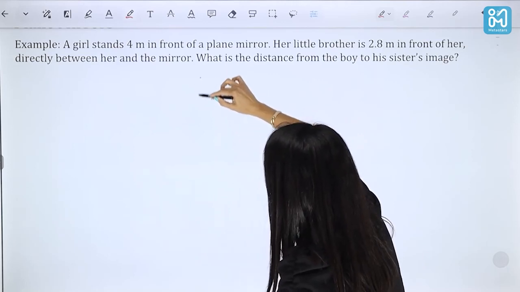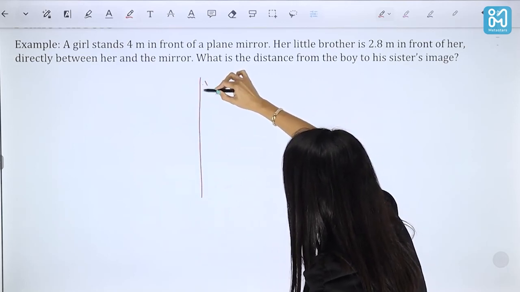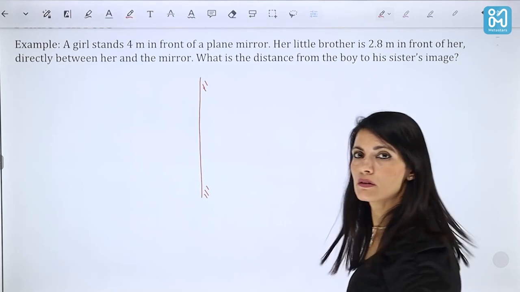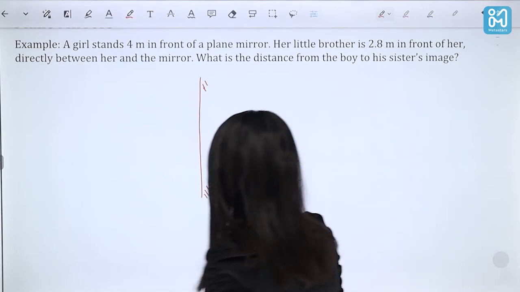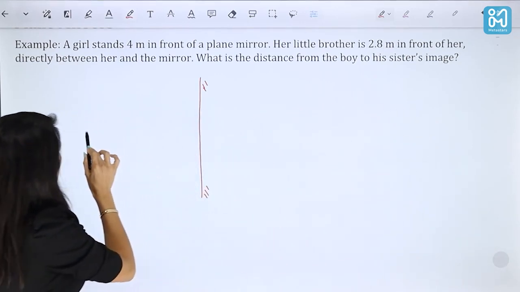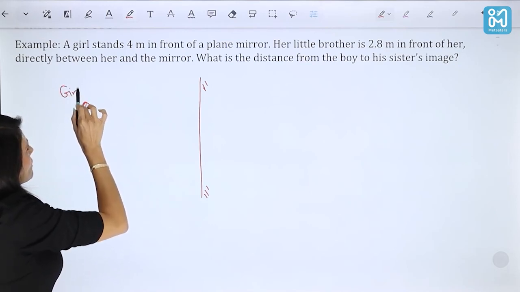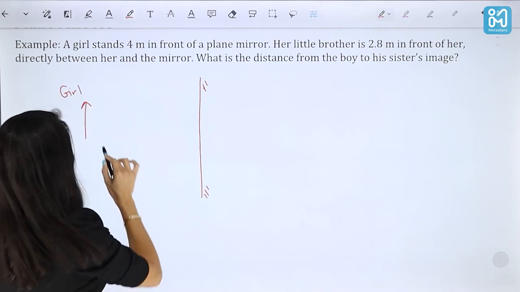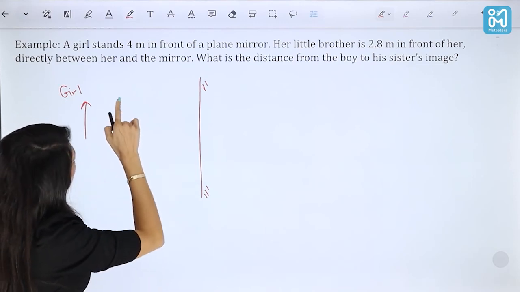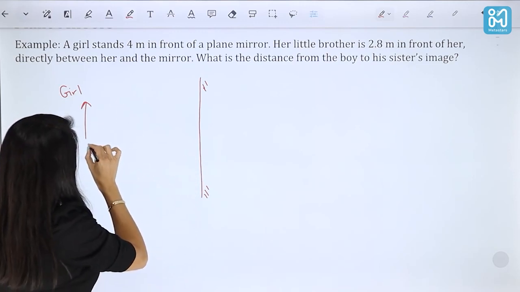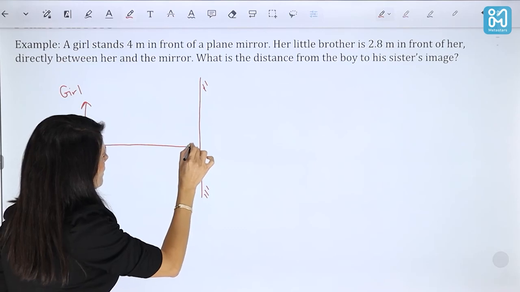First of all, I would draw a plane mirror. And this is the girl here. She is 4 meters in front of the plane mirror, so 4 meters away.